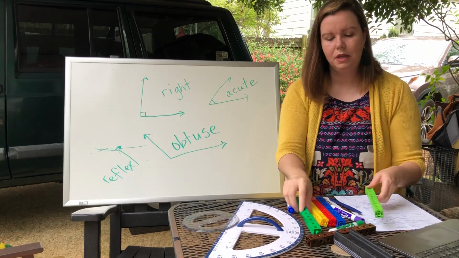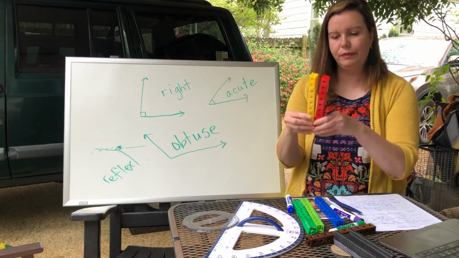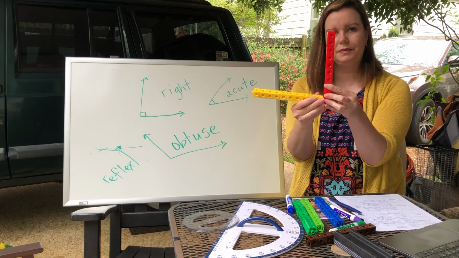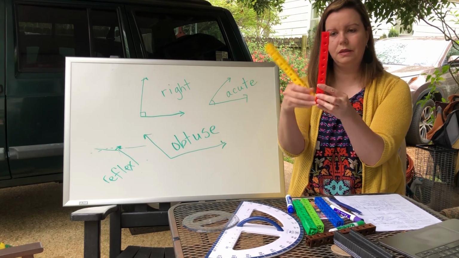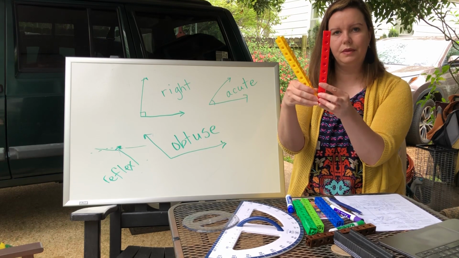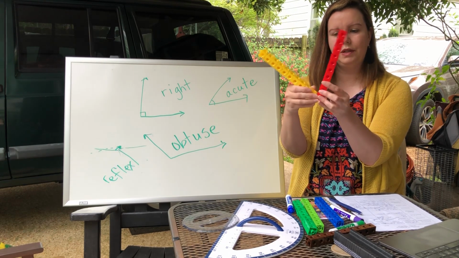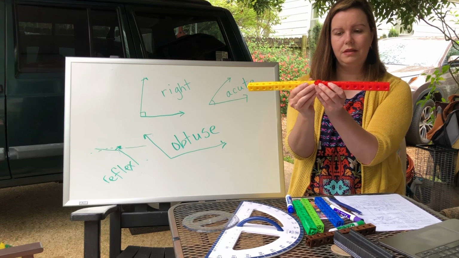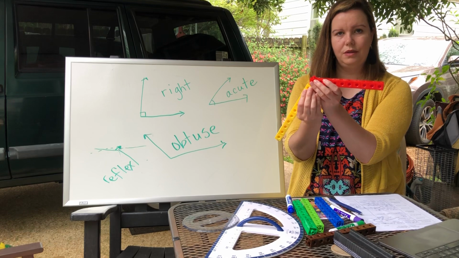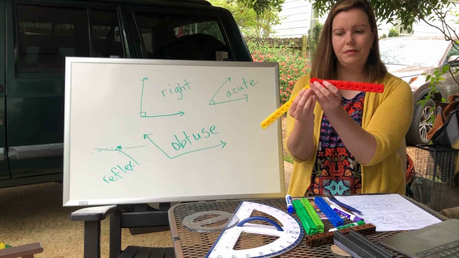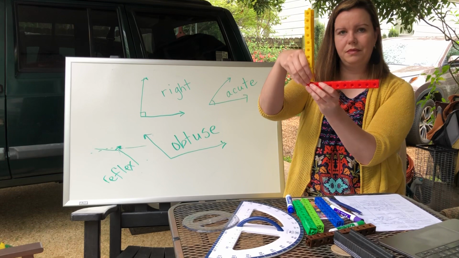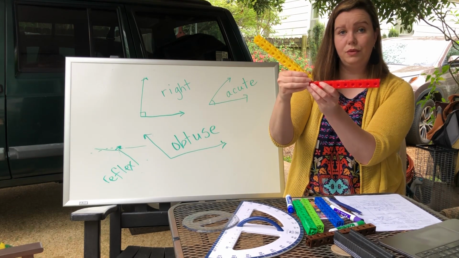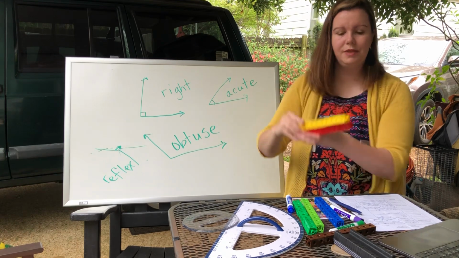Okay? So tell me what kind these are. What type of angle would this be? Good. Right. What kind would this be? Acute. Very good. Is this an angle? It's just a straight line. How about this one? Reflex. Obtuse. Those are the 4 types of angles.